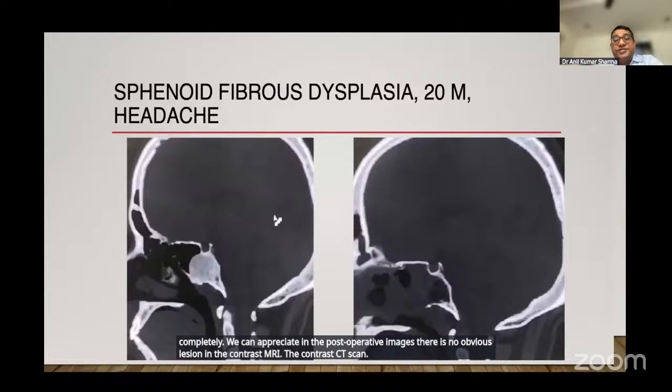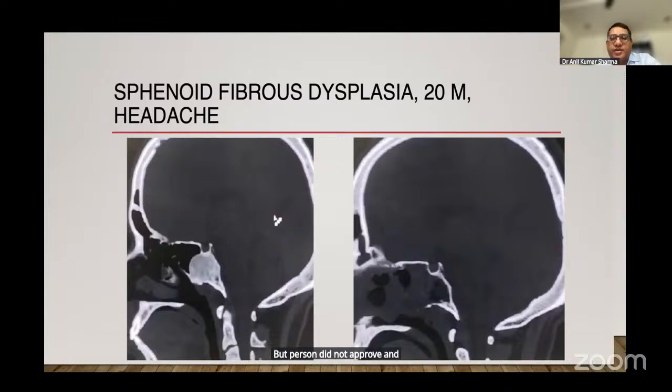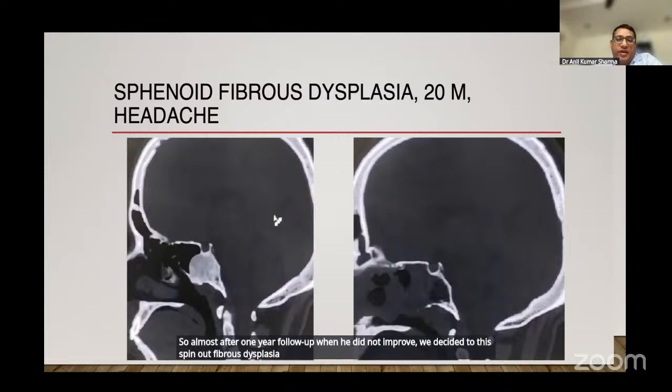So this is one interesting case. This patient presented with intractable headache for many months. This was seen by our multidisciplinary team, by our ENT head and neck surgery team and our endocrinologist. We tried a lot of conservative management, but the patient did not improve, and he kept coming. He's a nursing officer. He kept coming with severe headache, saying he was not getting any relief. So almost after one year of follow-up, when he did not improve, we decided to operate on this sphenoid fibrous dysplasia, and we can appreciate the preoperative imaging and the postoperative imaging.